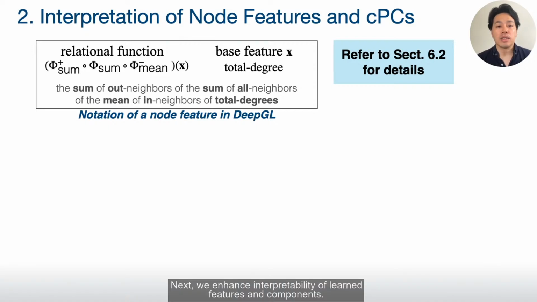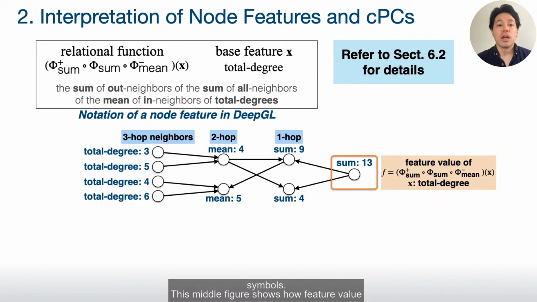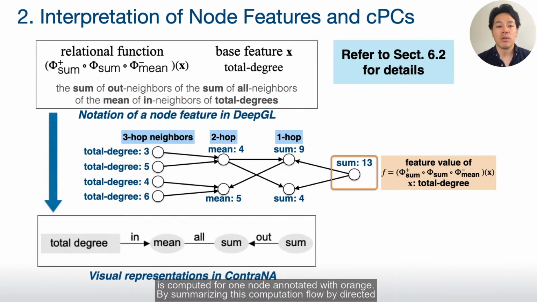Next, we enhance the interpretability of learned features and components. Here I will provide only a brief explanation. For more details, please refer to our paper. As shown here, DeepGL could produce a complicated feature denoted with multiple mathematical symbols. The middle figure shows how feature value is computed from one node annotated with orange. By summarizing this computation flow by directed links and text, Contrana provides a more intuitive way to understand the node feature.